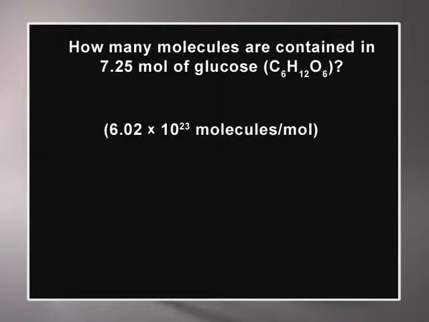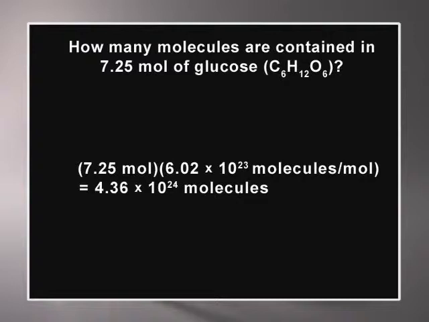You know that there are 6.02 times 10 to the 23rd molecules in 1 mole. So thinking logically, we know that if we had 2 moles, there would be twice as many molecules. 3 moles, 3 times as many. And 7.25 moles would contain 7.25 times as many. It's just as simple as that. 7.25 moles times 6.02 times 10 to the 23rd molecules per mole means that I have about 4.36 times 10 to the 24th molecules. And yet another.